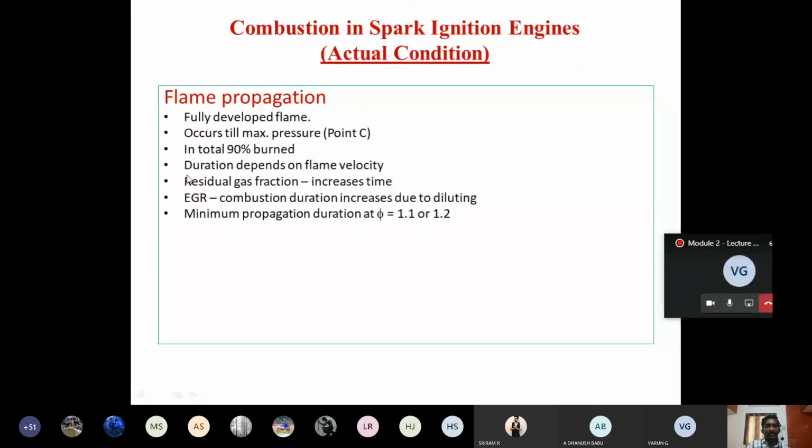These days, to reduce emissions, we are using exhaust gas recirculation. In exhaust gas recirculation, the products of combustion are brought back into the engine cylinder. If the products of combustion are present, then what will happen? The flame propagation time is going to be higher. So the combustion duration is going to increase because the air fuel mixture is diluted by the products of combustion.